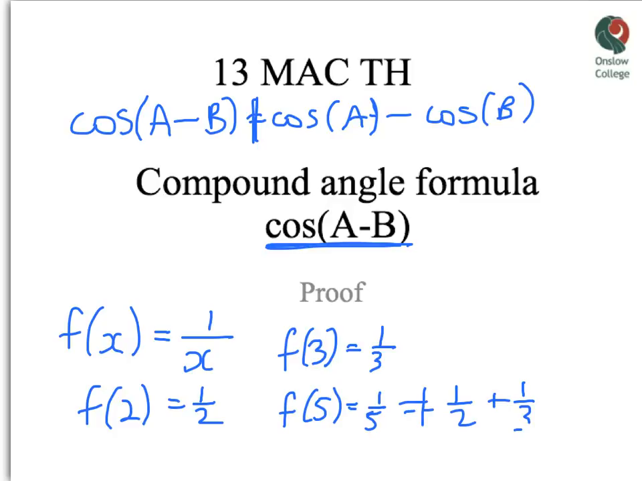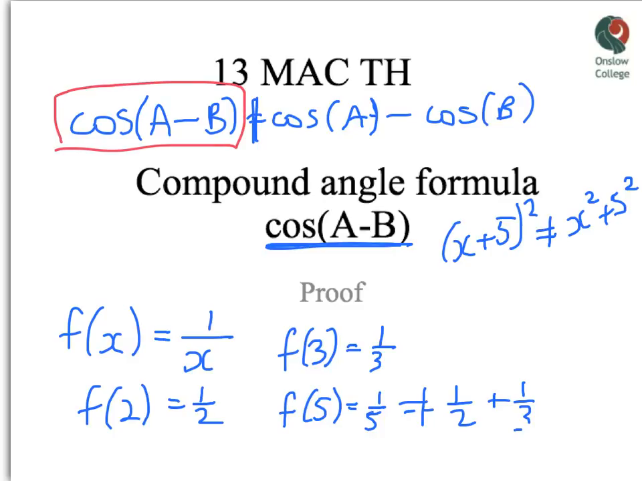Same idea in algebra when I have x plus 5 squared. That is not the same as x squared plus 5 squared. So it's the same thing when I've got trig. It would be really nice if we could find an elegant formula for the cosine of the difference in two angles. And it turns out we can do that quite easily, and then we can extend it to sine and also to the sums of two angles. So we'll be doing that today.